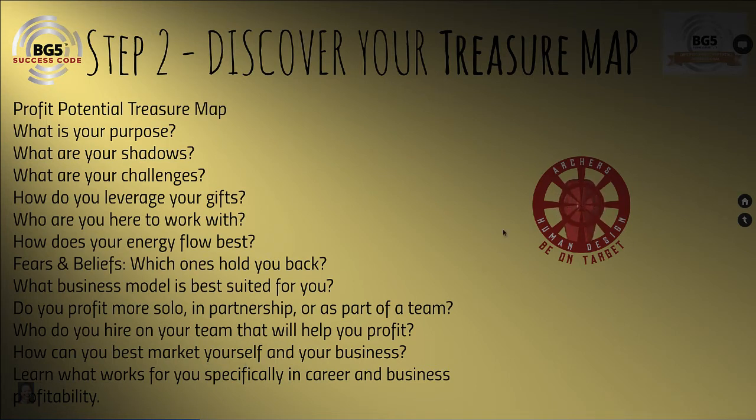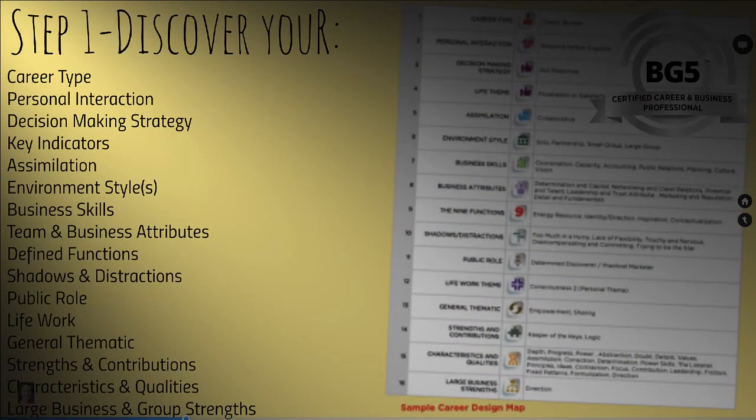That's why I've got this. I've got the target and I've got the little "you are here" thing in the background to help us know this is what we're going to be working with, discovering your treasure map. I will still take aspects of this area of the body graph, direction or focus, but I'm not going to give you a complete BG5 16 success codes career design analysis. That takes 3 private sessions.